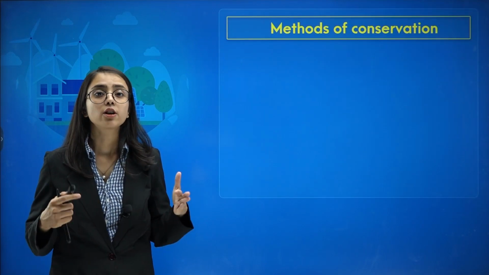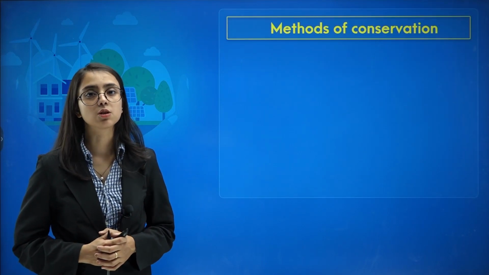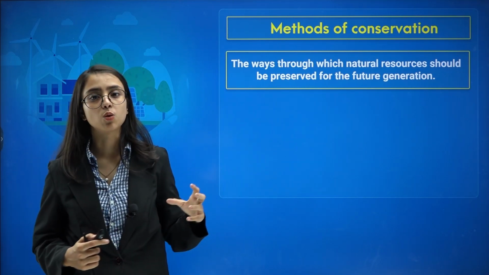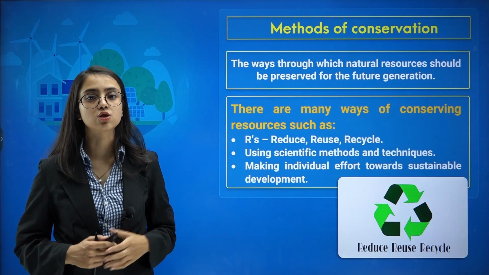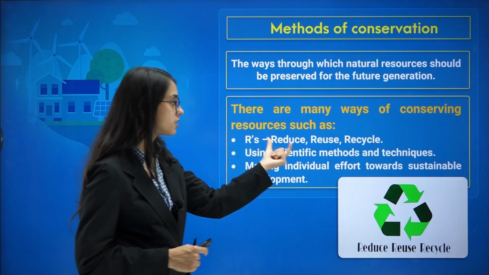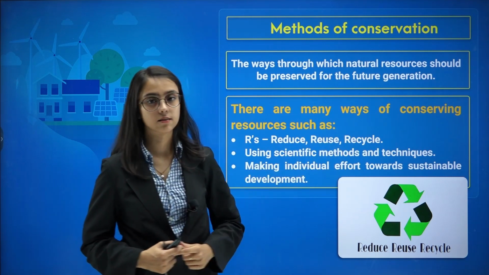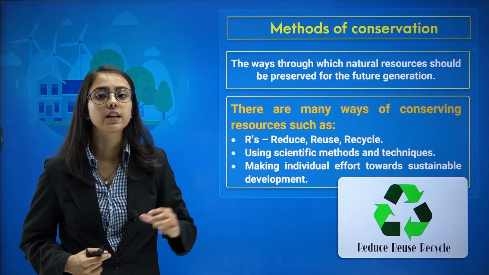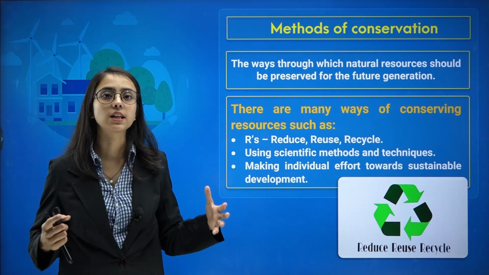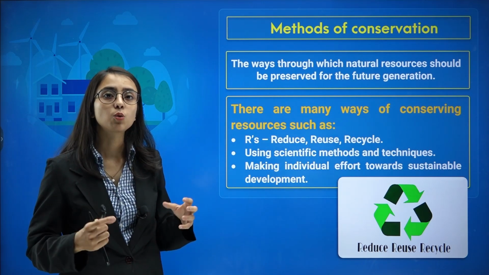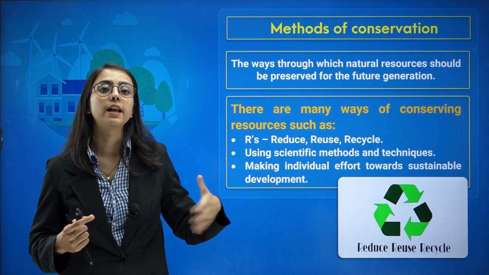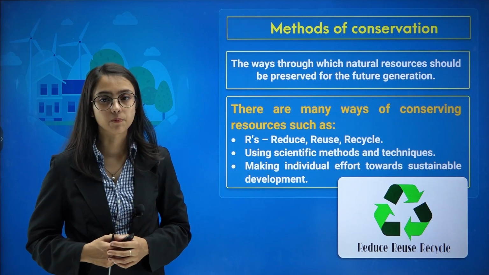Now, what kind of methods of conservation can be used? The ways through which natural resources should be preserved for future generations may vary. But the first and foremost is the 3 R's: reduce, reuse and recycle. This is a scientific method and technique which has been used throughout these many years in order to not only preserve natural resources but also to replenish them, to reuse them again.